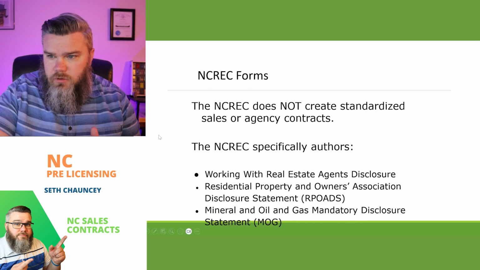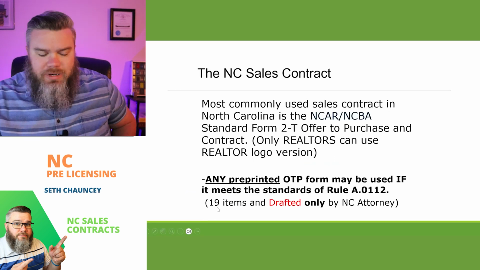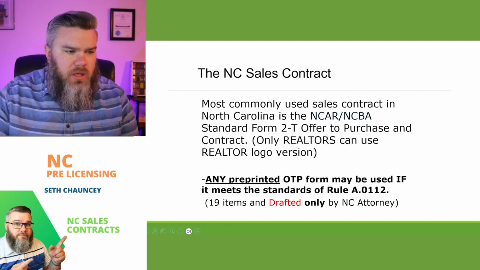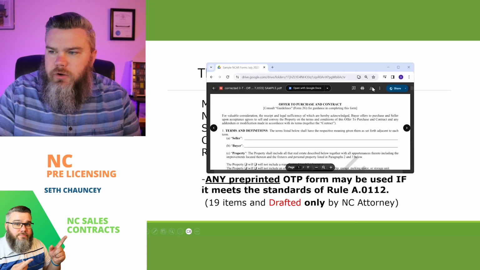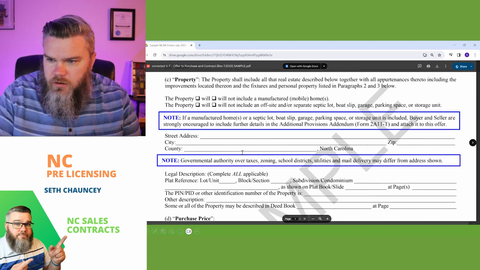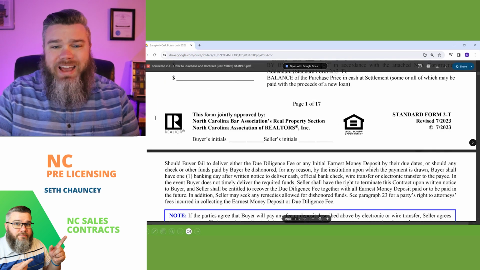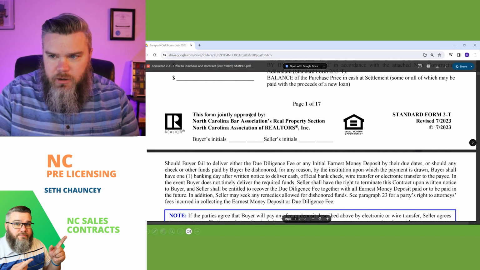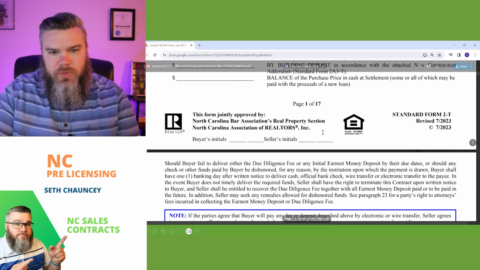So let me show you this. We just showed you the rule, the 19 required things, the 2 prohibited things, but here's what I'm telling you. These are all branded for realtor use only. Let me just bring it back real quick and show you, because I didn't show you that yet. Right here is the realtor logo. That says you can't use this unless you are a realtor. This form is jointly approved by the NC Bar Association in conjunction with NC Realtors.